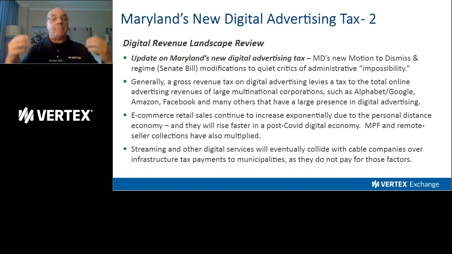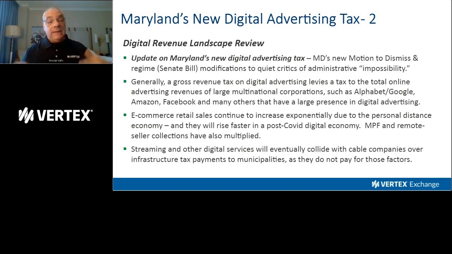They say that this is administratively impossible to do it the way the apportionment does it. And if they do it, again, it will be a discriminative tax, thus in violation of the Commerce Clause. So you see it here. Generally, a gross revenue tax on digital advertising levies a tax on the total online advertising revenue of large multinational corporations, Alphabet / Google, Amazon, Facebook, and many others that have large presence in digital advertising.